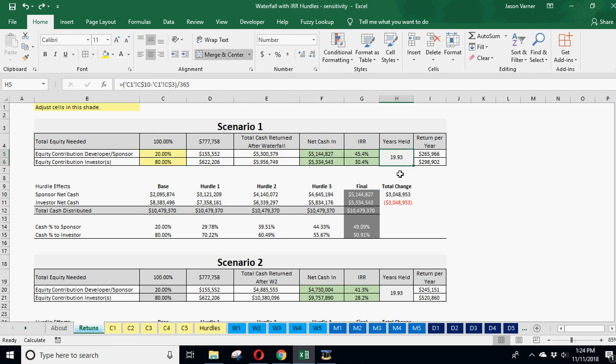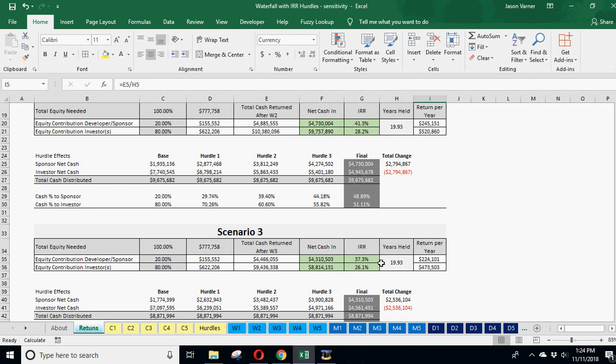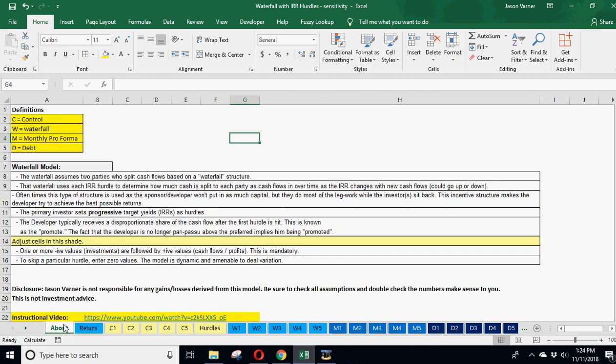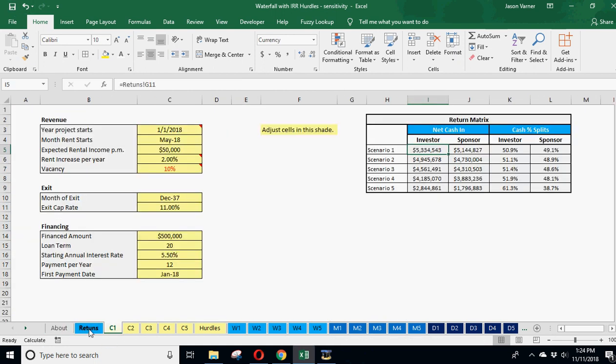Okay, and years held. And I've done some other calculations like return per year, which is just based on the net or the total amount divided by the amount of years. So this is your total. This is not just the profit. This is actually your total return for all 5 scenarios.